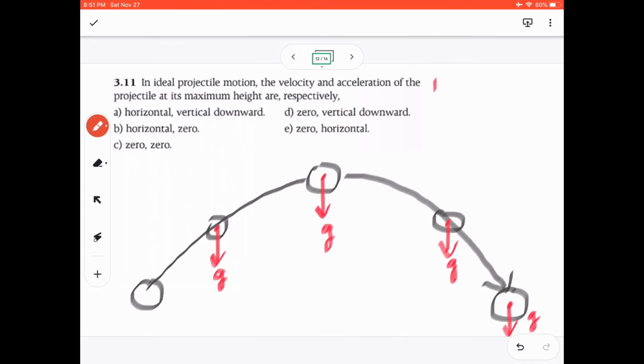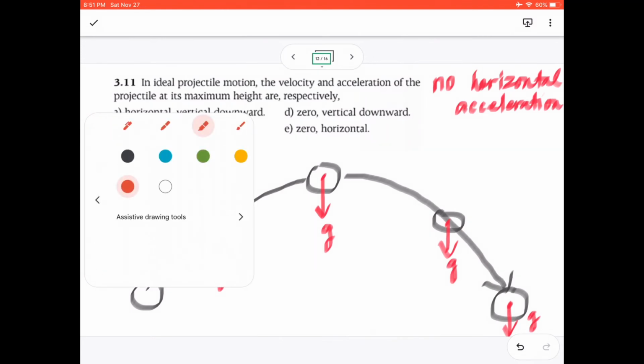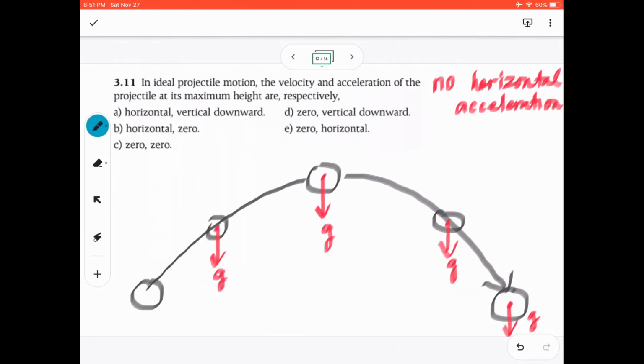Next, is there a horizontal acceleration? For projectiles, there is no horizontal acceleration. Now, how about horizontal velocity? Horizontal velocity is constant. So let's say, for example, you launch this at an angle.